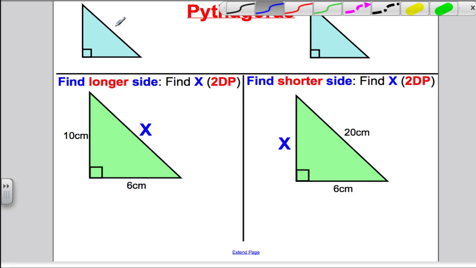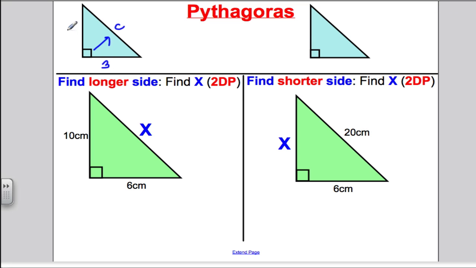So just to give you an example, if I didn't know this side, the longer side, which is opposite the right angle, c, but I knew this one was 3 and this one was 4, c squared I know is 3 squared plus 4 squared. You work that out. 3 squared is 9, 4 squared is 16, so that's 9 plus 16. You add them together, you get 25. Now that's c squared, it's not c, so to get c I square root it, the square root of 25, which is 5, and let's say the unit was centimetres, so it'd be 5 centimetres.